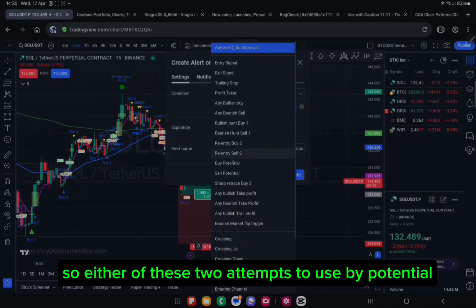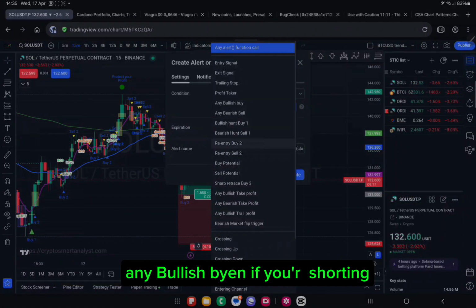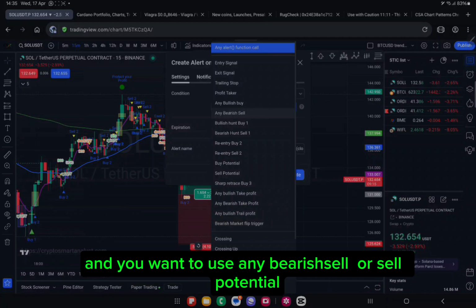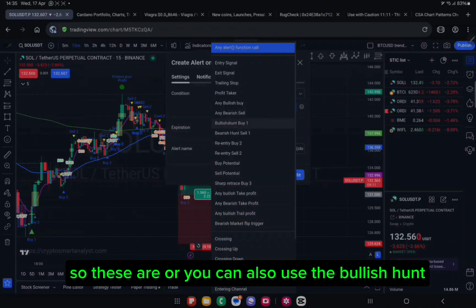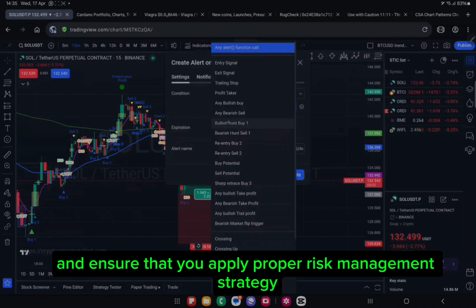So either of these two I tend to use: buy potential, any bullish buy. Then if you're shorting, you want to use any bearish sell or sell potential. Or you can also use the bullish ones and ensure that you apply a risk management strategy.